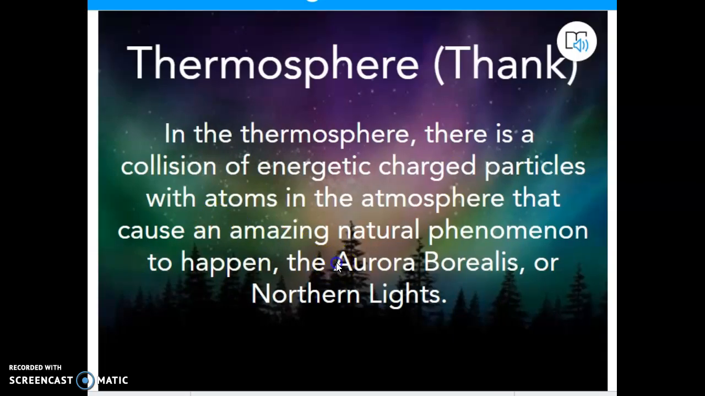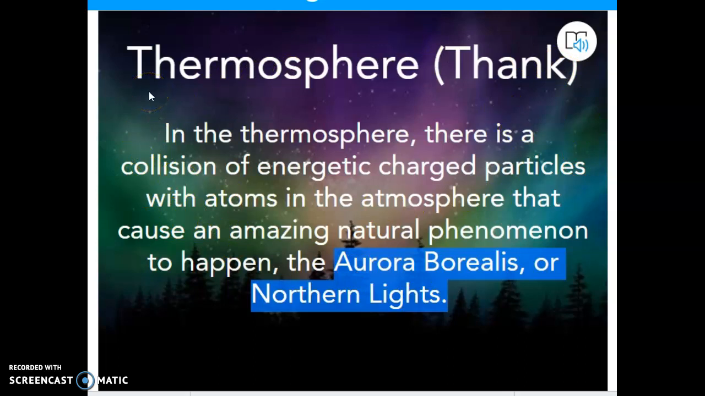This is where you will find the aurora borealis, also known as the northern lights. So in your notes, I would jot down in the thermosphere, not only is that where the International Space Station orbits, this is where you will find the aurora borealis or the northern lights. You can kind of see what's going on with those in the background.